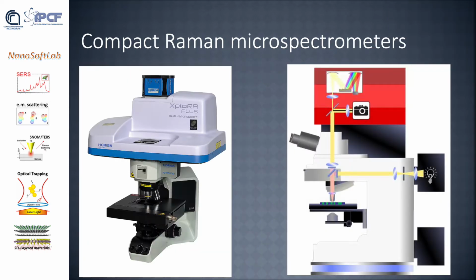In the market nowadays, there exist very compact Raman spectrometers like this one. This is from Horiba. They are basically made of a microscope on top of which there is the spectrometer, that consists of, here in this part, the gratings to spectrally separate the light, and here is the CCD detector.